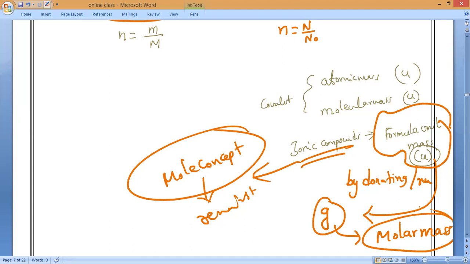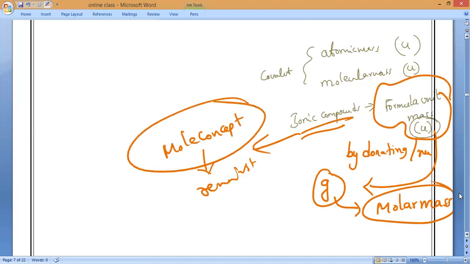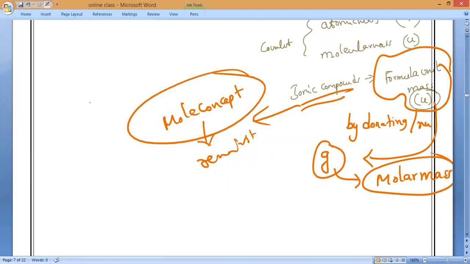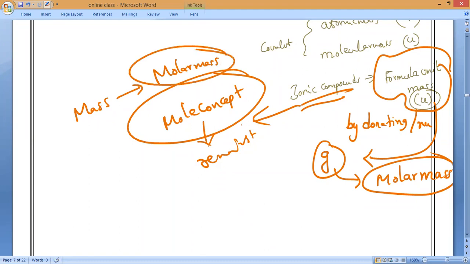Here we will study atoms, and for ionic compounds we will study ions. That is the only difference. The remaining concept is the same. Whenever they have given the mass, you must immediately find the molar mass. Molar mass means we have to find the atomic mass or molecular mass or formula unit mass, and convert it into grams. That is our duty. The entire remaining concept is the same. So you have to remember that.